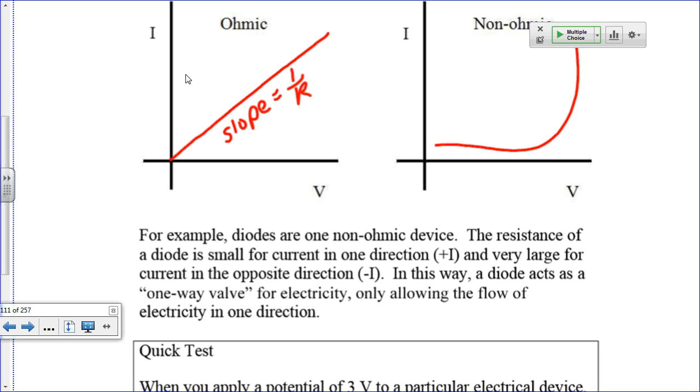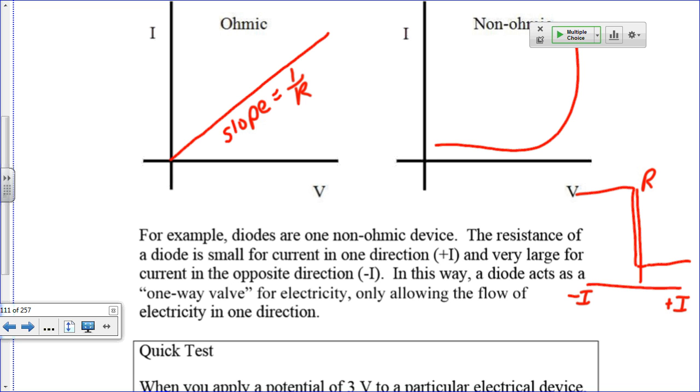So for example, let's say for a diode we were to plot, let's make this current, this would be plus I, this would be minus I, and on this axis we have the resistance. For a normal current it would have a resistance that would look like that, and then for a negative current, resistance would go very, very high. So what this does is it acts as a gate for electricity. It allows electricity to flow one direction but not flow in the opposite direction.